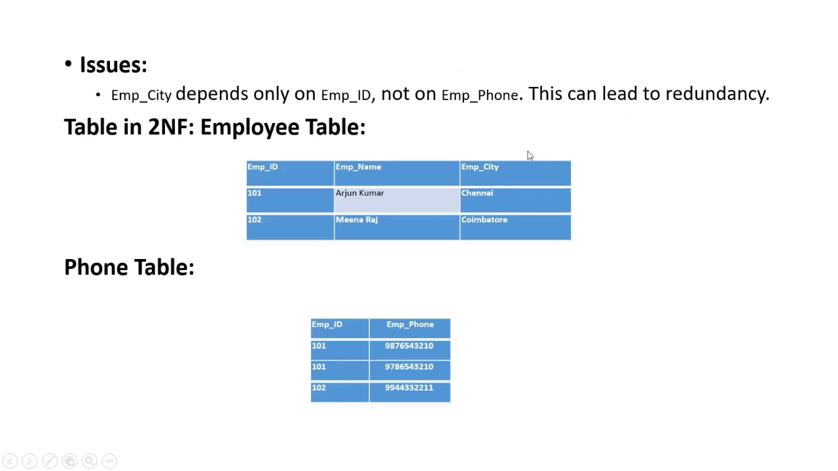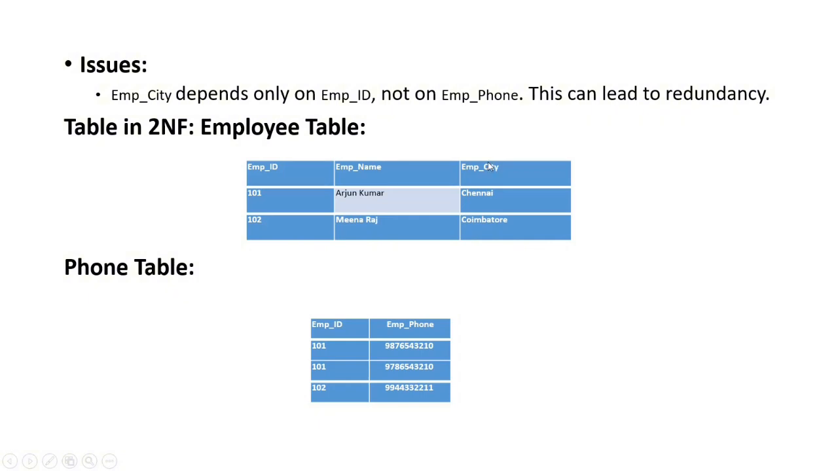So in order to convert the above table into second normal form, we can split the table, I mean decompose the table into two tables. First one: employee ID, employee name, and employee city. So this table is fully functionally dependent on employee ID. And we separate the phone table, which contains employee ID and employee phone. Now the employee phone depends on employee ID, and employee name and employee city depend on employee ID. So this is how we get the second normal form.